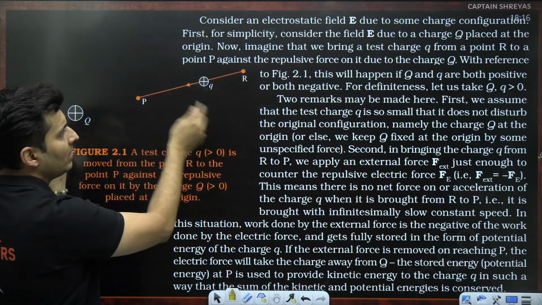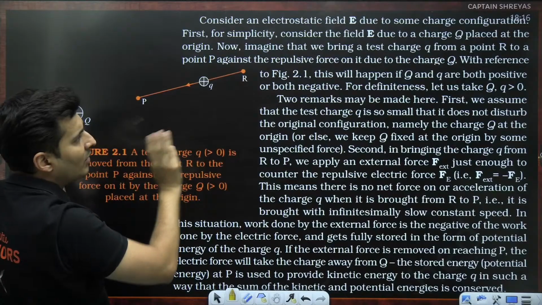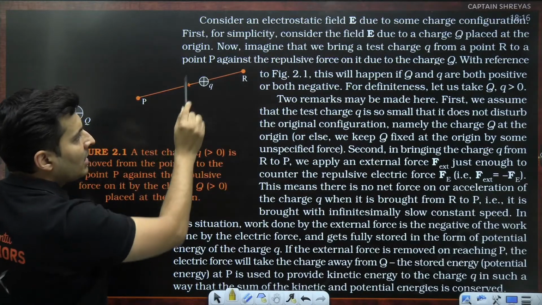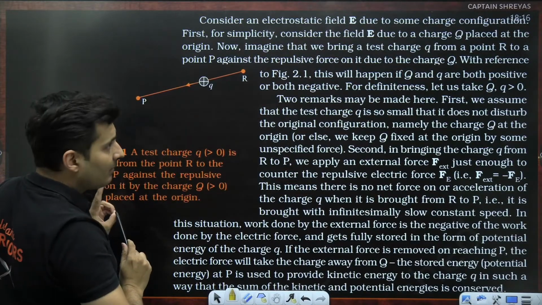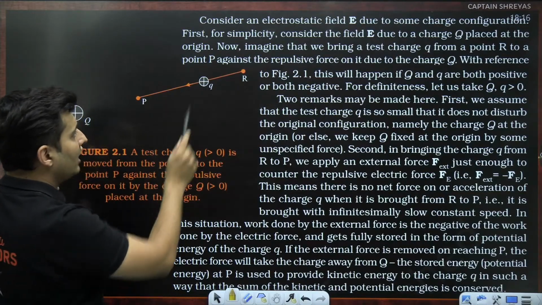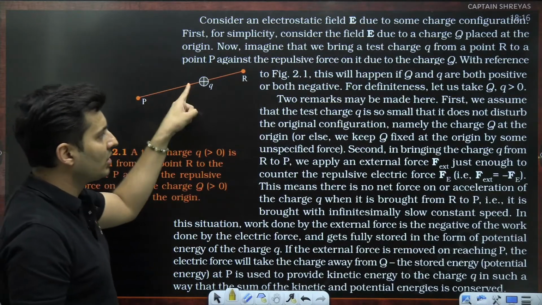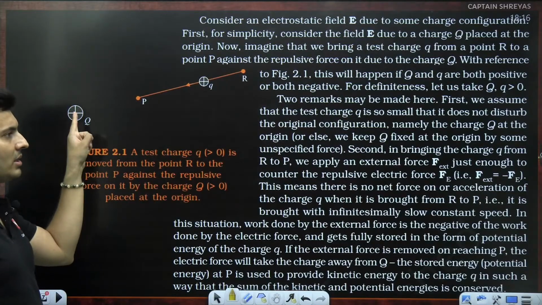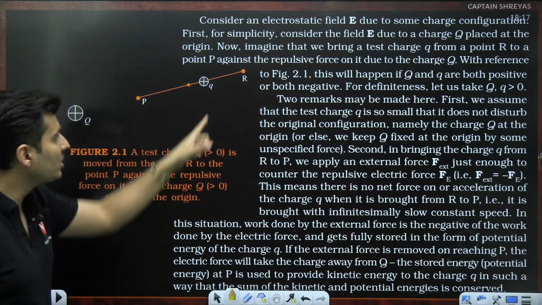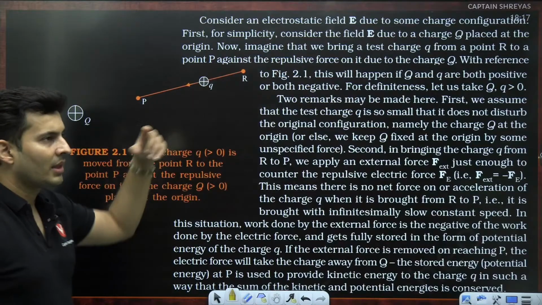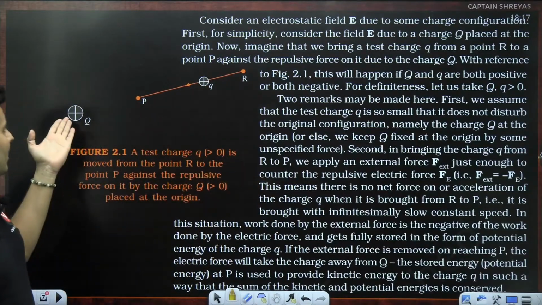Since both are positive or both are negative, assuming this particular example, there are two remarks which we can make. First, we assume that the test charge, which is this one, is so small that it does not disturb the original charge, which makes sense, because if this charge was significant, if it is not a test charge, then it will start pushing this away.